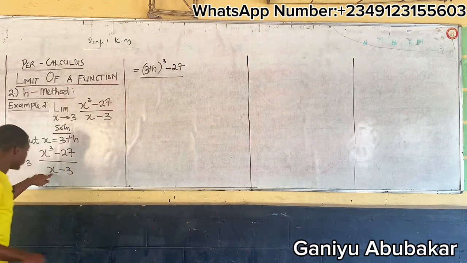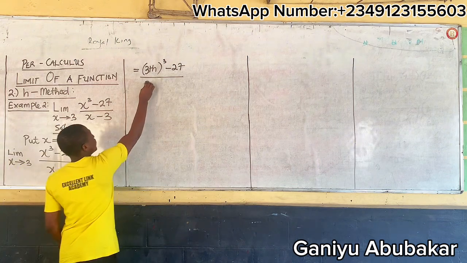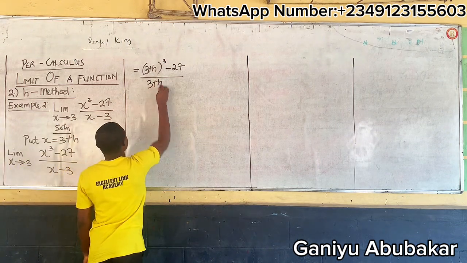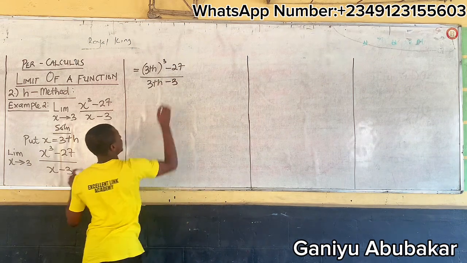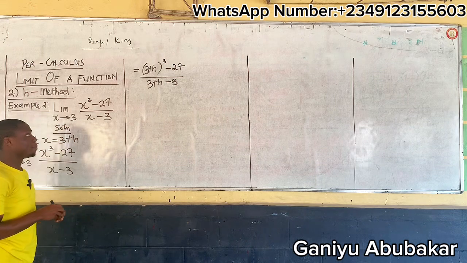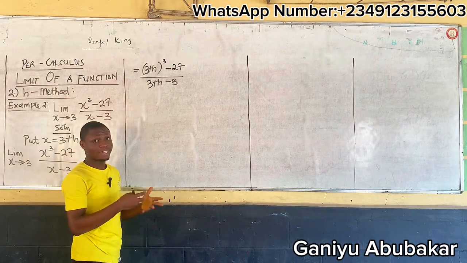I have that all over. This is X. We said anywhere you see X, put what there? 3 plus H. That's the concept. So I have 3 plus H. Next up, this minus 3, of course, a minus 3. At this point here, my task is to try to simplify 3 plus H cubed as fast as I can.